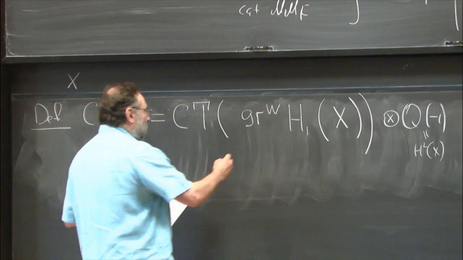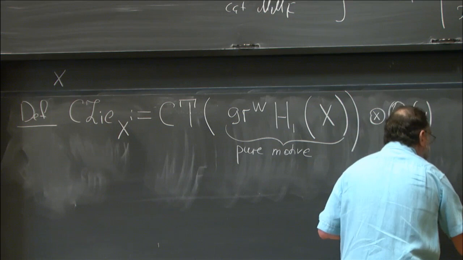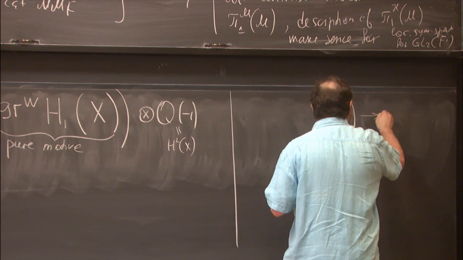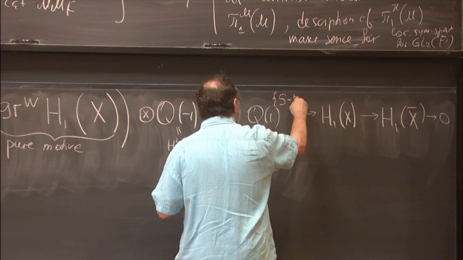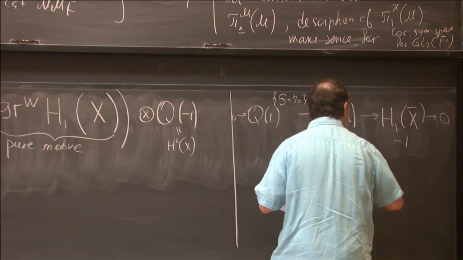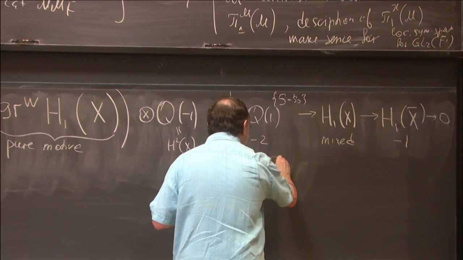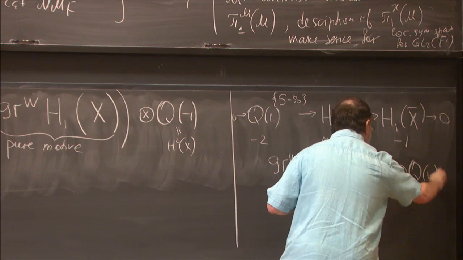So I think about this as a pure motive. And how does it look as a pure motive? I remind you that we have a description that H1 of x maps to H1 of x bar, and it sits here, Q(1) raised to the set S minus the distinguished element I had. So this guy has weight minus 1, it's a pure motive of weight minus 1. This guy has weight minus 2. So this is mixed. But if I consider Gr of H1 of x, this is just H1 of x bar plus this Q(1) raised to the set I called S star, S minus S0. OK?